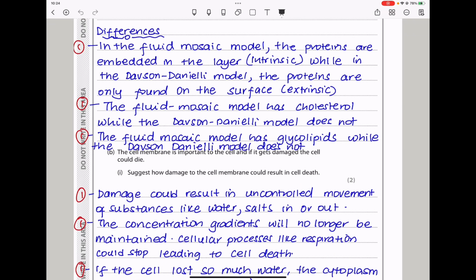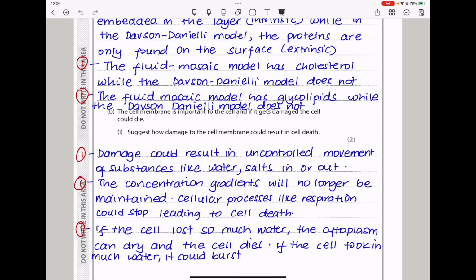Down here they say, the cell membrane is important to the cell, and if it gets damaged, the cell could die. Suggest how damage to the cell membrane could result in cell death. This is easy. The cell membrane controls what enters or leaves the cell. So if there is damage, then there could be uncontrolled movement of substances, and this could cause problems within the cell. So I said damage could result in uncontrolled movement of substances like water and salts in or out. The concentration gradients will no longer be maintained, and cellular processes like respiration could stop, leading to cell death. And if the cell lost so much water, the cytoplasm can dry and the cell could die. And if the cell took in so much water, it could burst.